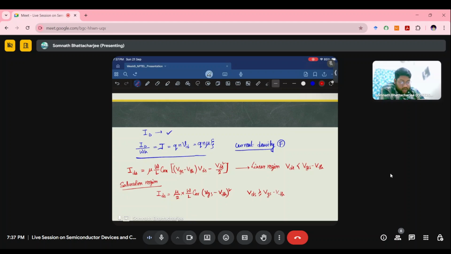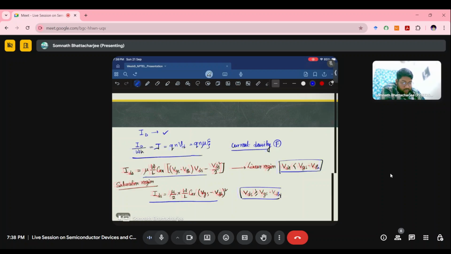Now, what will happen at VDS when VDS is equal to VGS minus VTH, we'll discuss it. But this is the basic saturation condition, and this is the basic linear condition. To work the device in a linear region, the current will flow like this, and to work the device in saturation region, the current will follow this equation.